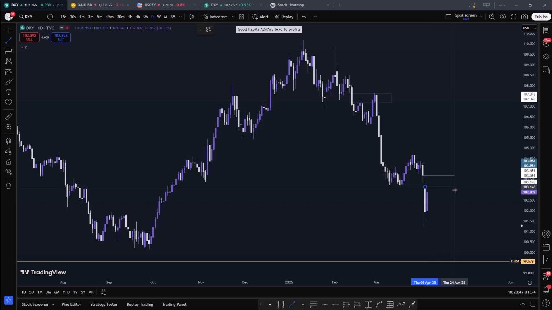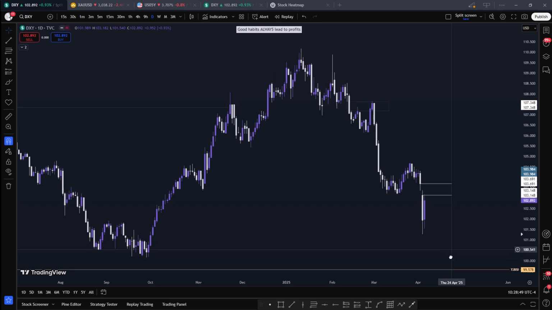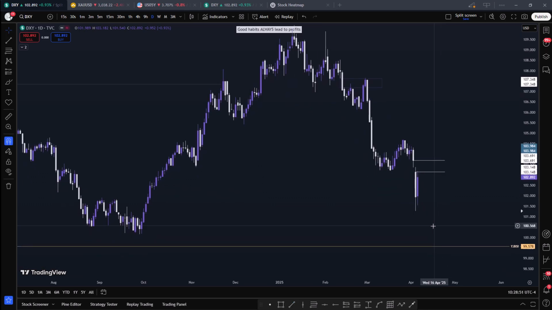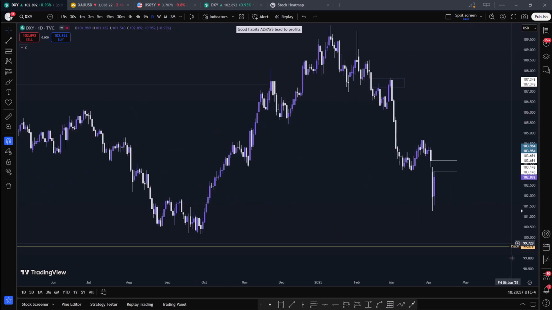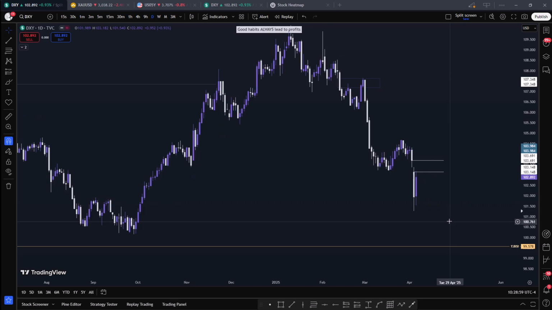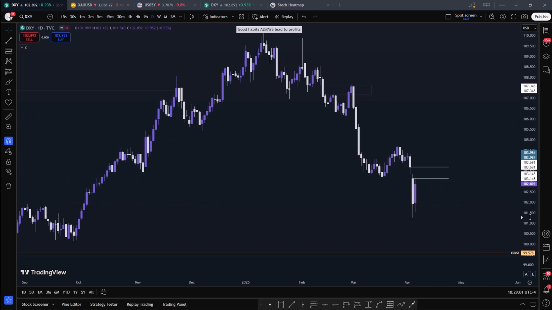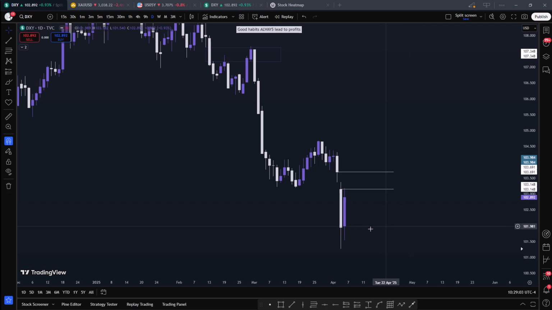Anyway, I am paying attention to two specific PD arrays. I'm bearish on the dollar, as we know, until the 99 level. For now, I have two PD arrays that I'm paying attention to here on the daily chart. The first one is this volume imbalance.